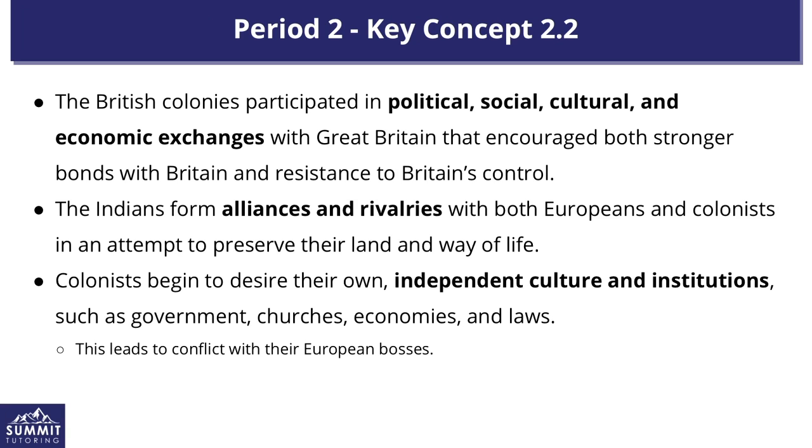The Indians are going to start to form alliances and rivalries with both the Europeans and the colonists to try to preserve their way of life. The Native Americans are really trying to play nice with these new people that are coming over into their land. They're taking the slow approach of first creating an alliance, and then creating rivalries. So for the most part, they're starting out as peaceful, and then they go from peaceful into something more hostile.